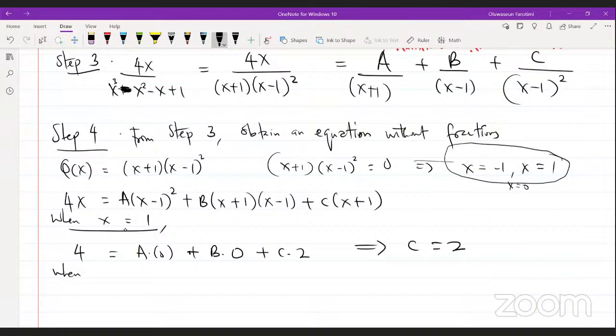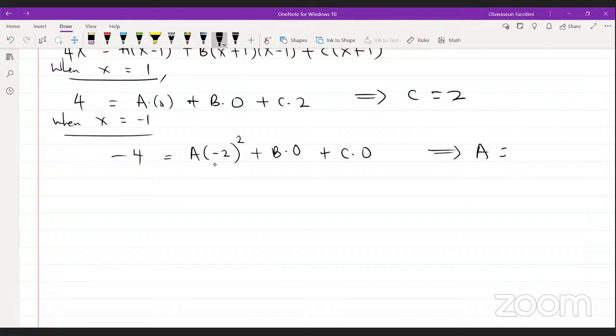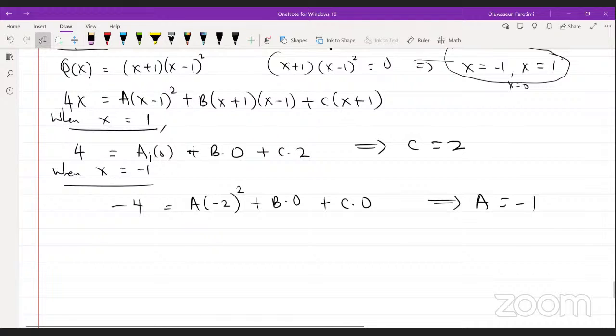Okay, so when x is -1, what's going to happen on the left-hand side? You got a -4. On the right-hand side, you have a times -2 all squared, plus b times 0 plus c times 0. And this means my a is going to be -1. So what are we doing, guys? We're plugging these guys into this equation. Let's call it equation star star.